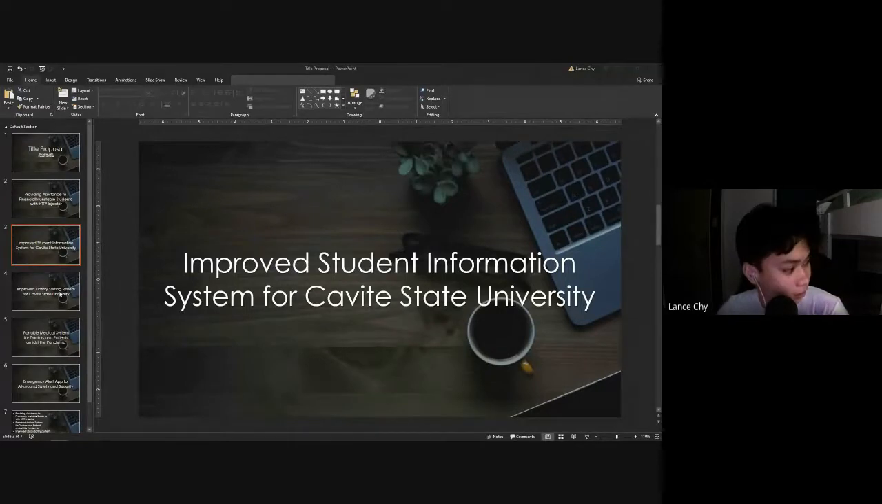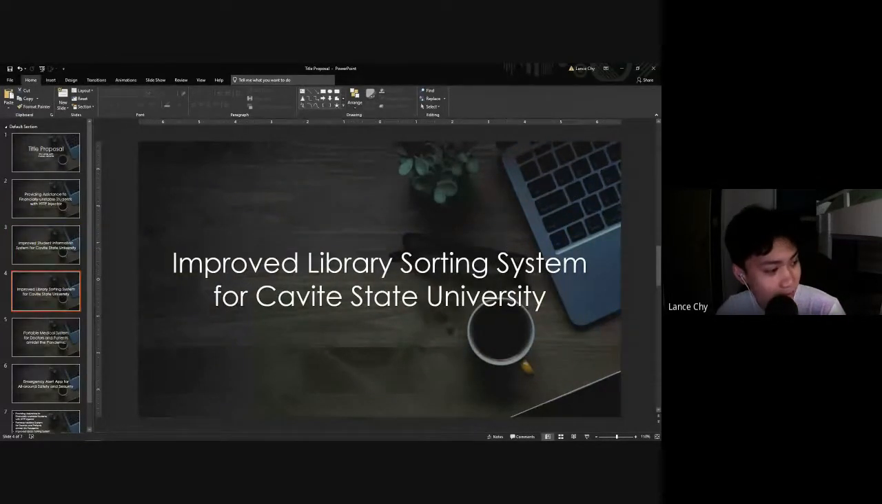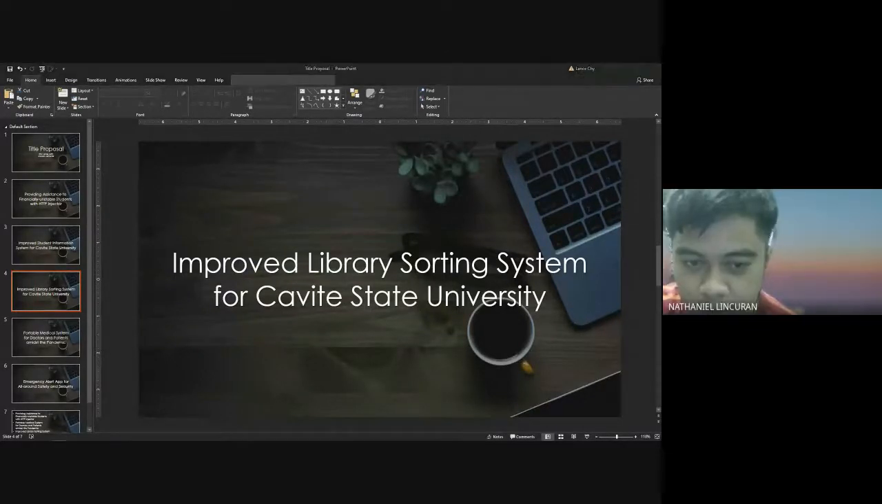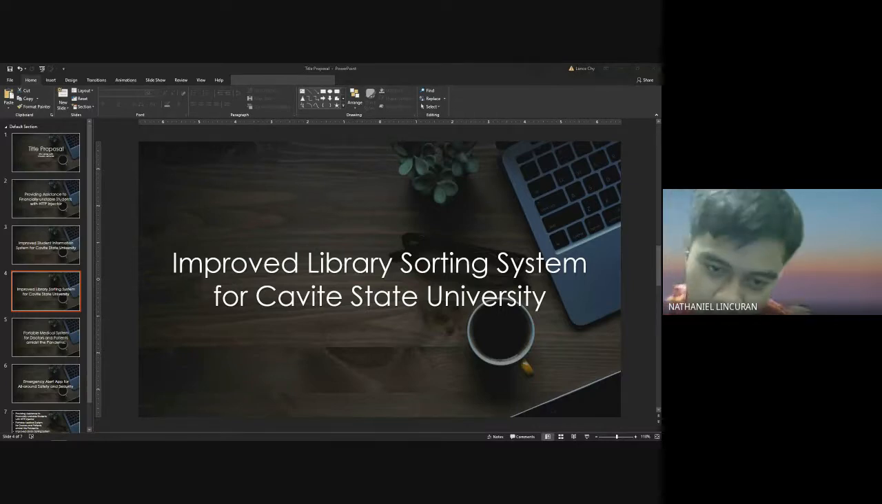So for our next title, it would be the Improved Library Sorting System. The next title will be the Improved Library Sorting System for CBSU Imus Campus.